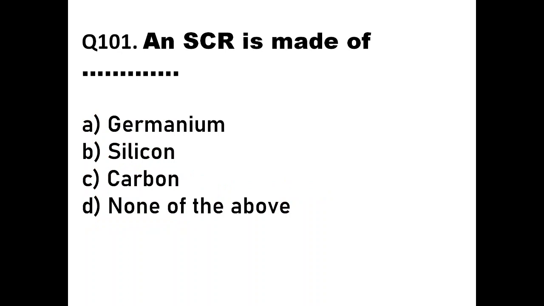Okay, then we'll go to question number 101. An SCR is made of what? Now if you see the name, SCR means silicon controlled rectifier. That means it is made up of silicon. So here the answer has to be B, silicon. SCR is made up of silicon because silicon has more thermal stability than germanium, and it is also more available in nature, so the cost also will be less. That is why it is made up of silicon, so silicon controlled rectifier.